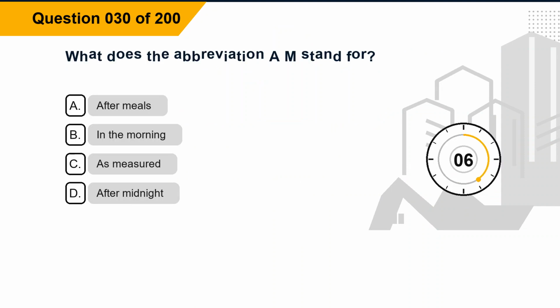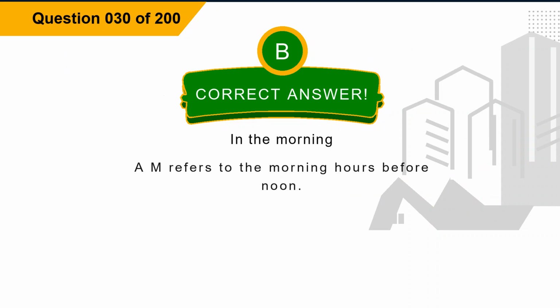Option A, after meals. Option B, in the morning. Option C, as measured. Option D, after midnight. The correct answer is option B, in the morning. Explanation: AM refers to the morning hours before noon.